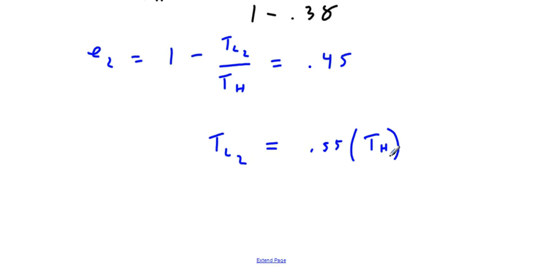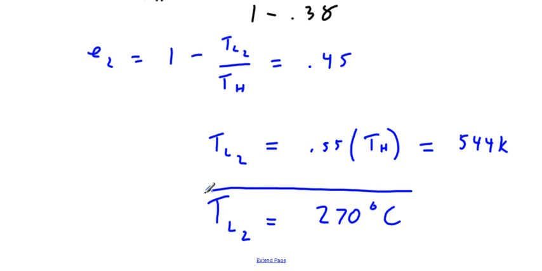Okay, that's what we're going to do. 0.55 times the temperature hot, which is 989. All right, so I've got, we'll call it 544 K. And then I'm going to subtract 273 to change it to degrees centigrade. So temperature exhaust 2 would have to be 270 degrees centigrade in order to have the efficiency that I want to have.